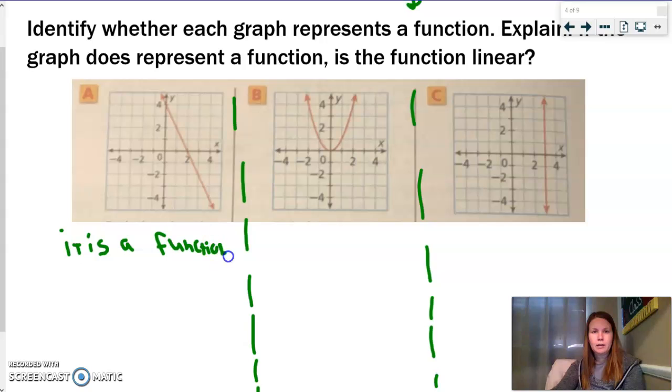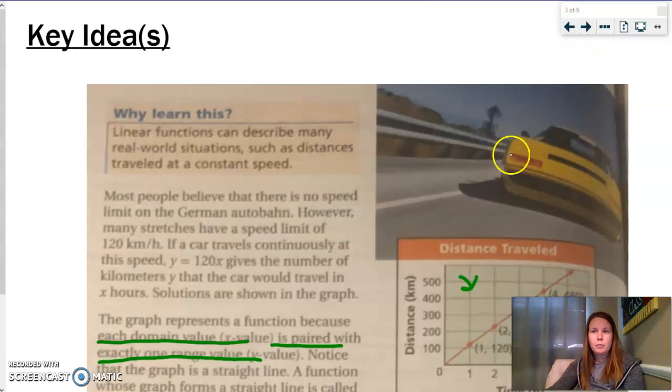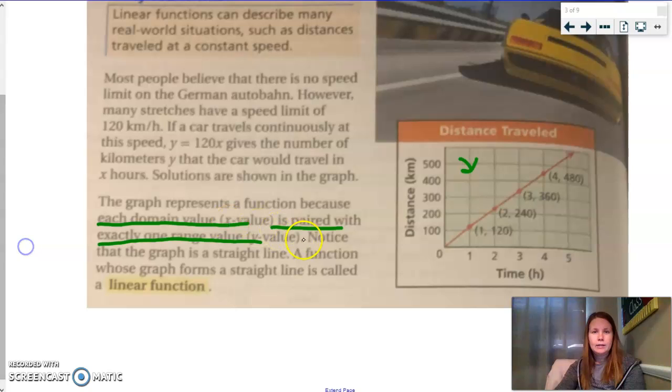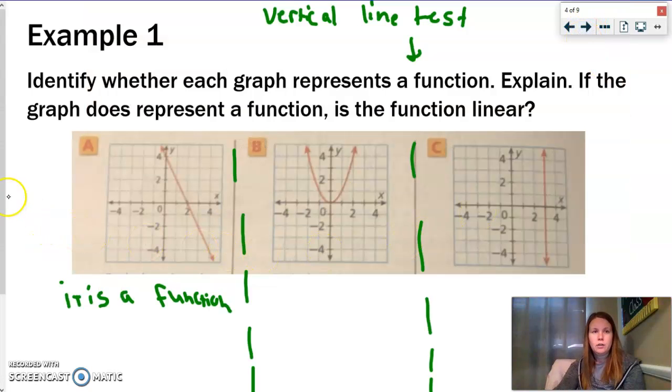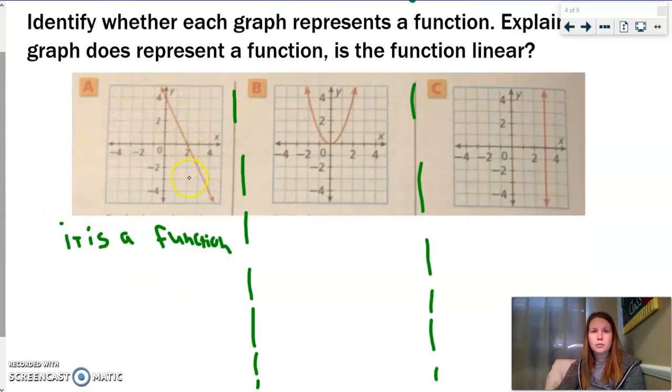And then they talked about, is it linear? Remember down here, they said that a function whose graph forms a straight line is a linear function. And this does create a straight line. It is a function, and it is linear.